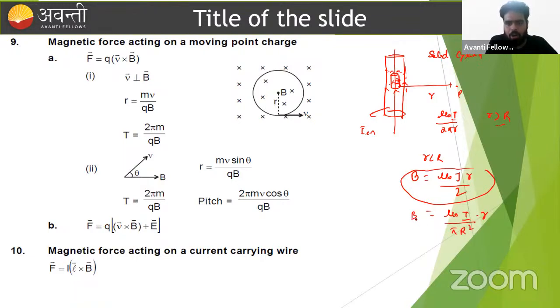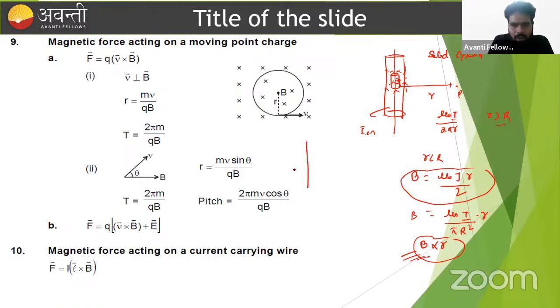In this formula, we can say that B is directly proportional to r. B is directly proportional to r. There is no need to note down any formula because we will provide all the material in the form of PDF, so there is no worry about noting down. You only have to understand the concept. I hope this is clear, that B is proportional to r.